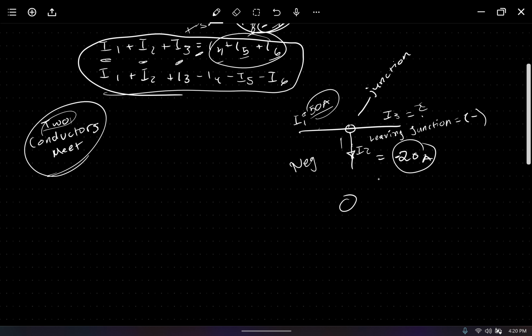So how do we get 0 from 50 and from negative 20? So negative 20, we have to add negative 30, which will give us I3. So we can do negative 30 on here as for I3. And negative 30 plus negative 20 would give us negative 50, plus 50 would equal 0.